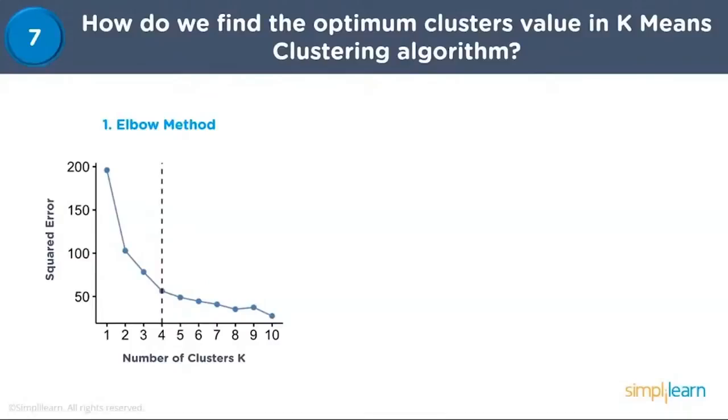So in the below plot of squared errors versus the number of clusters k, you can see at k is equal to 4 the squared error starts to diminish. So hence our optimum k value is 4.